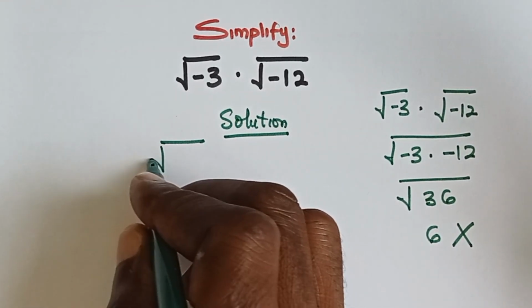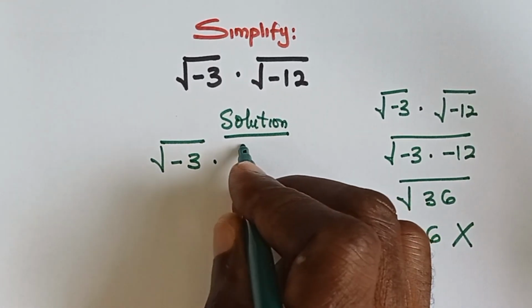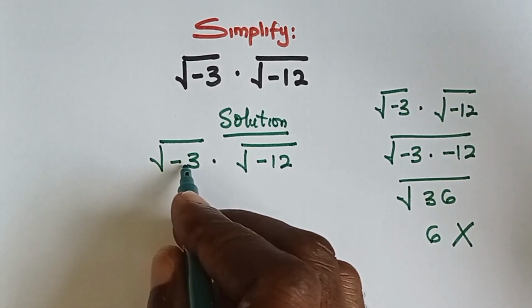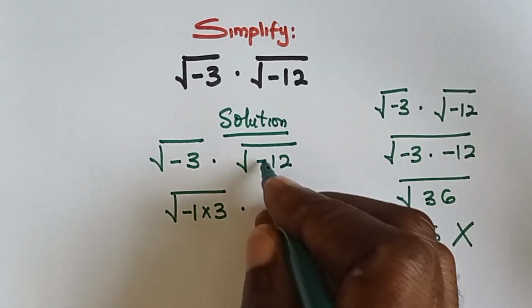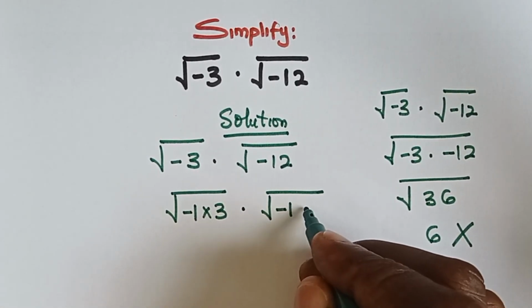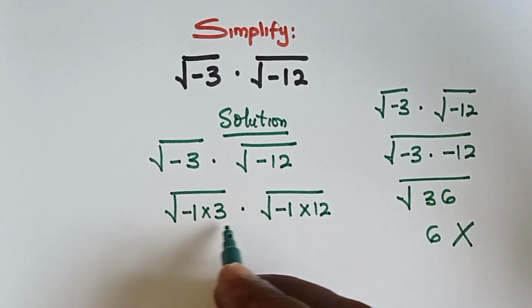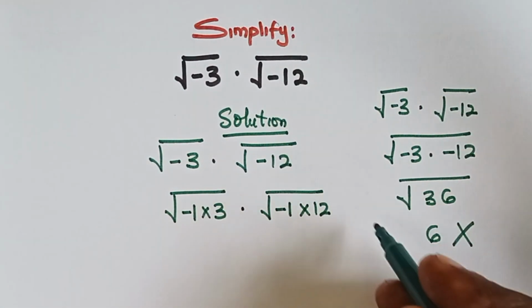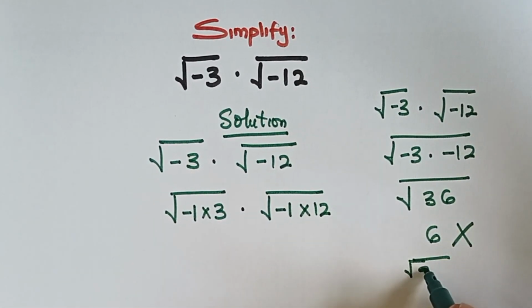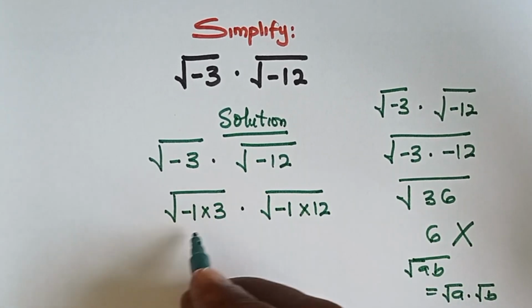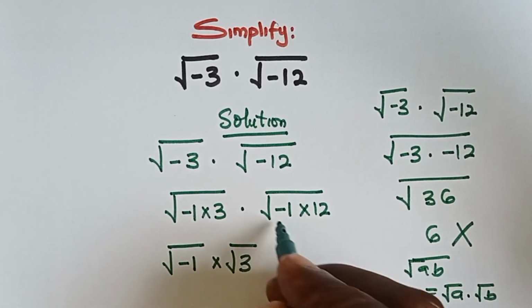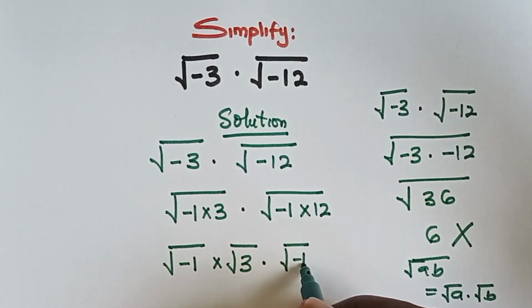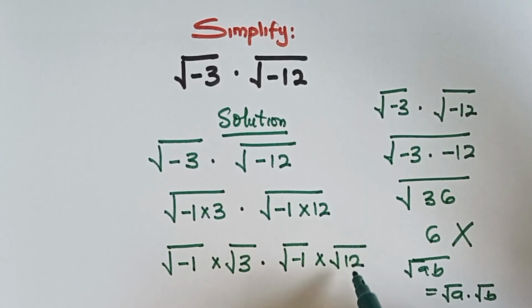We have square root of minus 3 multiplied by square root of minus 12, and then we can write this as minus 1 multiplied by 3, and also this as minus 1 multiplied by 12. Now we can give them separate square roots because the law says if we have root AB, it becomes root A multiplied by root B. That is what we are applying. So this gives square root of minus 1 multiplied by square root of 3, and also this we have square root of minus 1 multiplied by square root of 12.